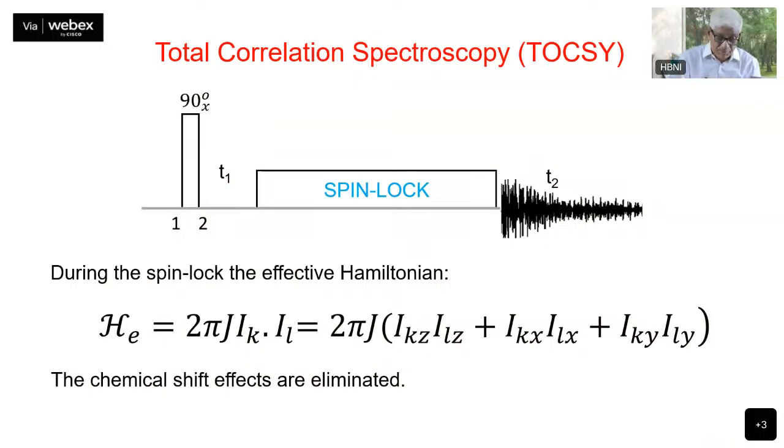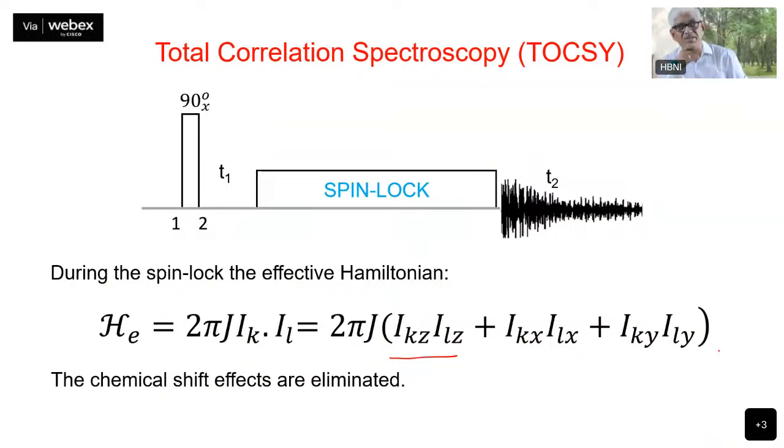Therefore, we can no longer approximate your coupling Hamiltonian as only 2 IKZ ILZ. This becomes a strongly coupled situation. During the spin lock, the effective Hamiltonian will be only the coupling Hamiltonian. The chemical shifts are eliminated because we have locked the spins along the axis and there is no precession there. They are all locked there. Therefore, the effective Hamiltonian is Ik dot IL, of course with the J coupling constant. Now, if it is Ik dot IL, we have to consider all three: IKZ ILZ, IKX ILX, IKY ILY.